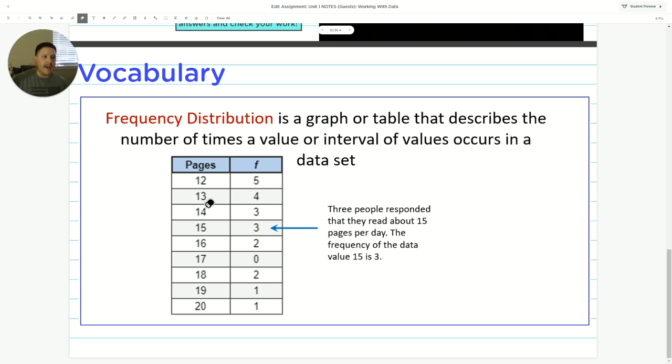The frequency, the amount of people that have read 13 pages, is 4. The amount of people that have read 14 is 3. 15, 3. 17 pages. The amount of people that have read 17 pages is 0. And so on and so forth. This is what a frequency distribution tells us in this table format.